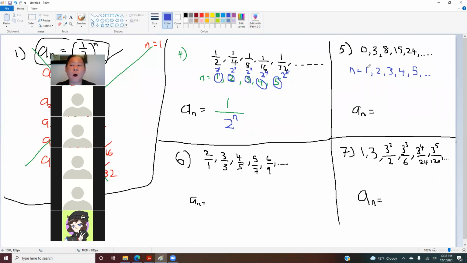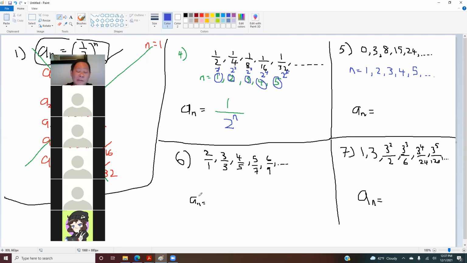Anyone know how to get 1 to become 0, 2 become 3, 3 become 8, 4 become 15, 5 become 24? See, I'm worried about your test now. Okay, we'll come back with number 5 because I do not want to give away the answer. Because if I just tell you the answer, you'll be like, oh, okay.